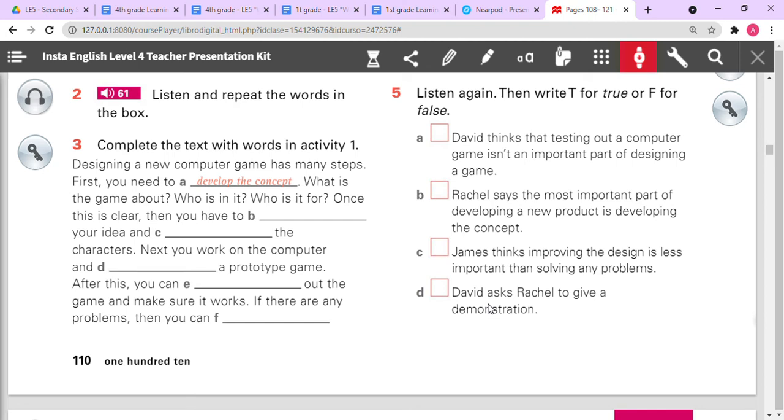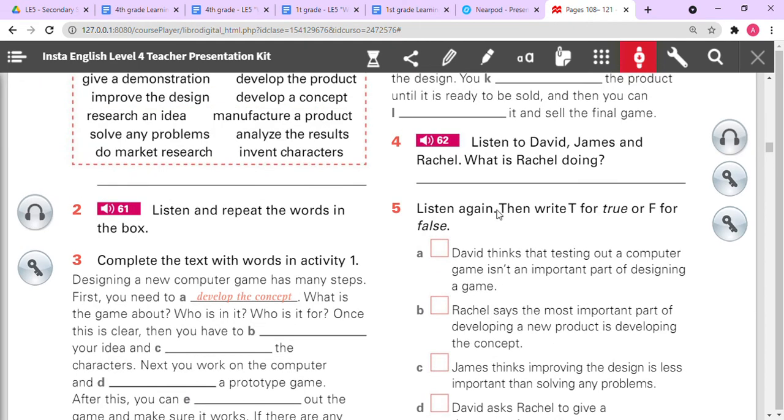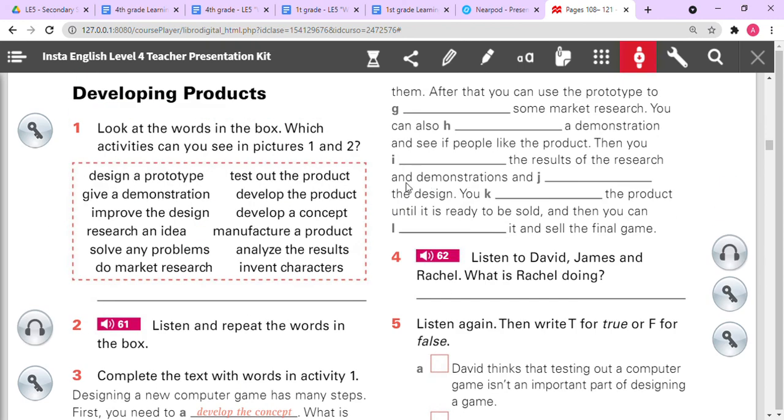Okay, now let's see. What's Rachel doing? You're going to tell me here when you listen to the audio. After that, you're going to answer true or false. Okay, I'm going to give you a hand with number 4. What's Rachel doing? Testing out a computer game. Yeah, this is the answer. Testing out, remember? Testing out a computer game.